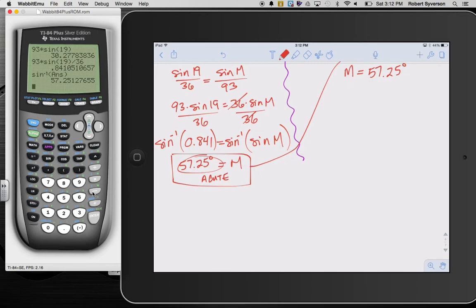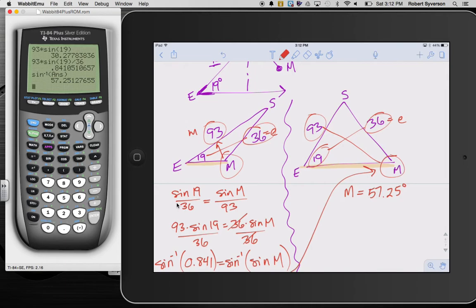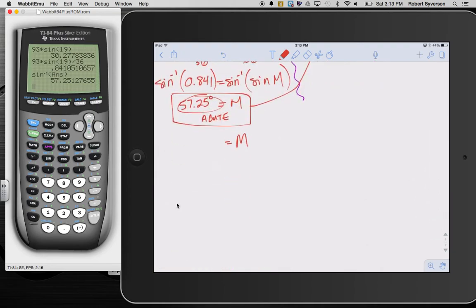What the M on this side is actually going to be is the supplement. Okay? So what I need to do is find the supplement to 57.25. So I'm just going to go 180 minus 57.25, which is 122.75.